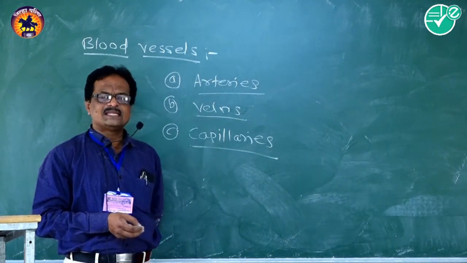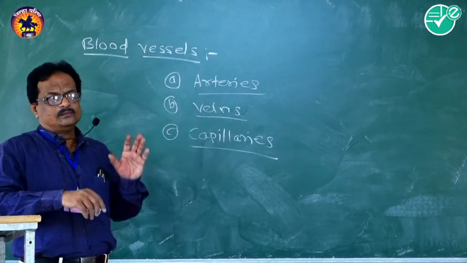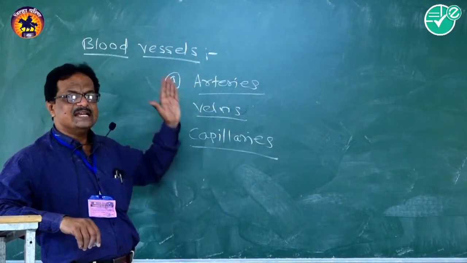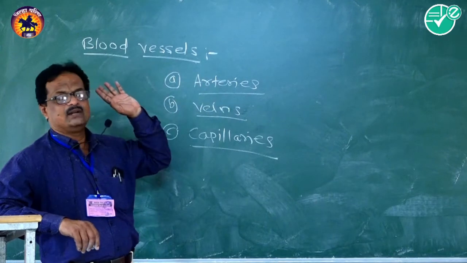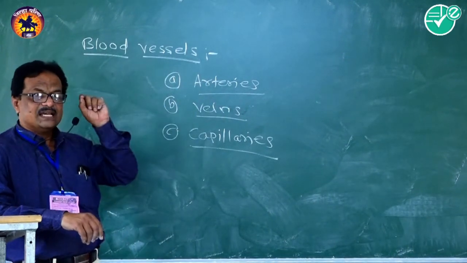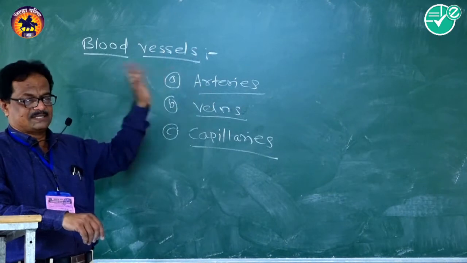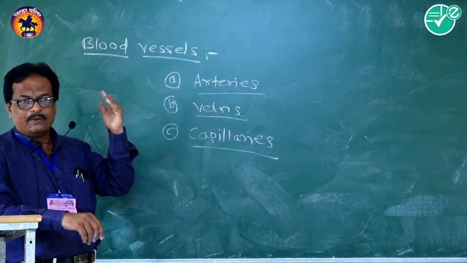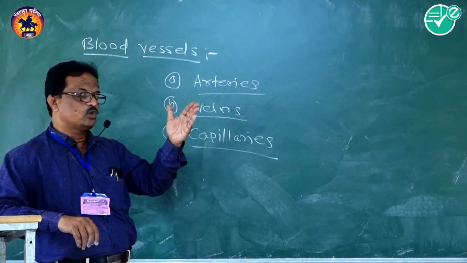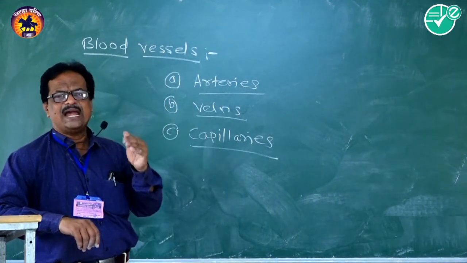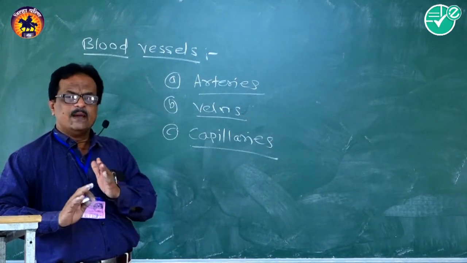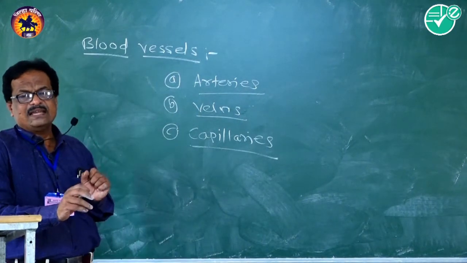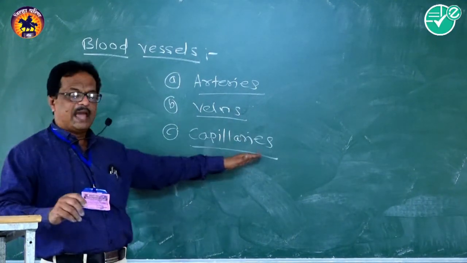And capillaries are nothing but the divisions and redivisions, or branches and sub-branches, of the arterioles. The arteriole is the branch of arteries. That branch of arteries, which is known as arterioles, divides and redivides into a number of fine hair-like blood vessels, and these hair-like blood vessels are known as capillaries.